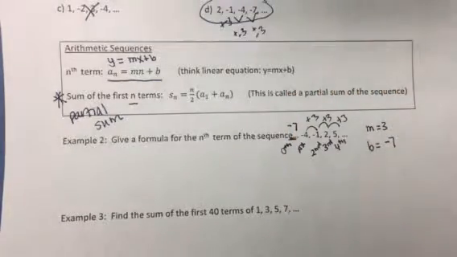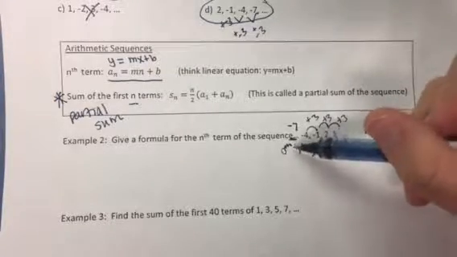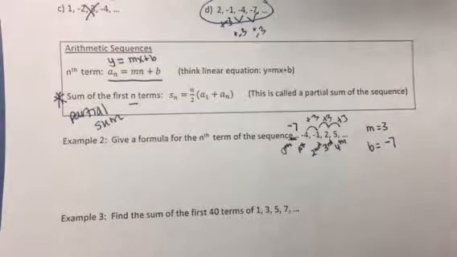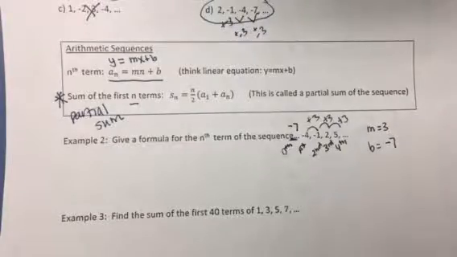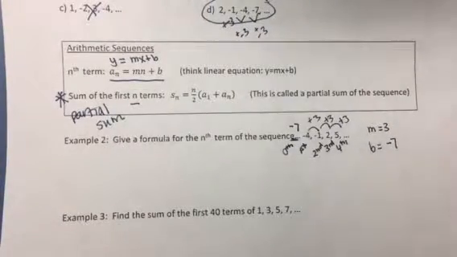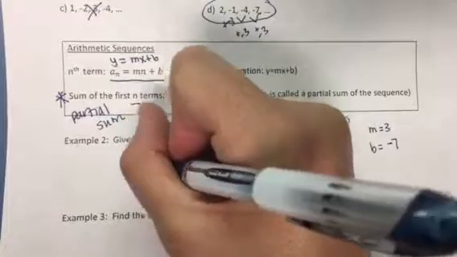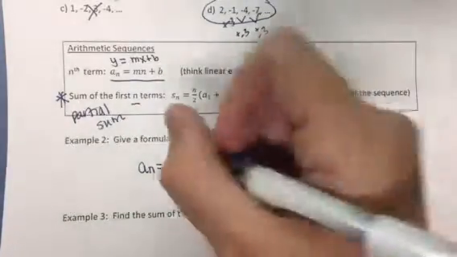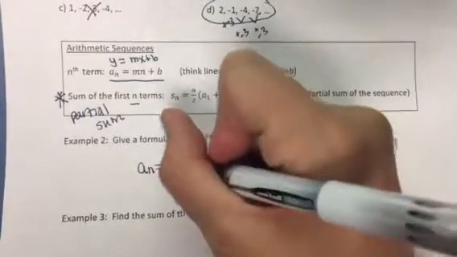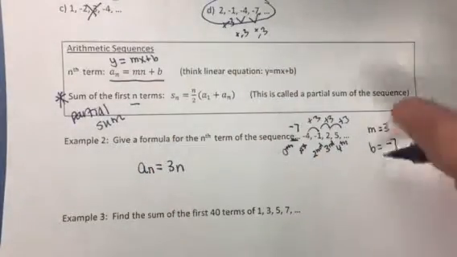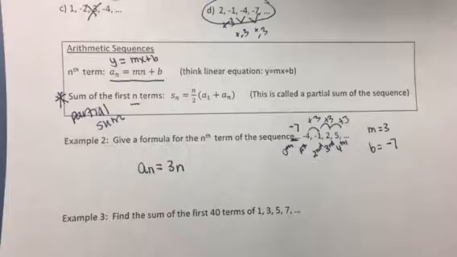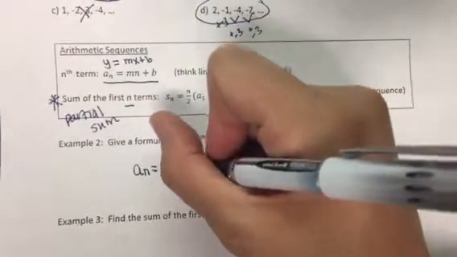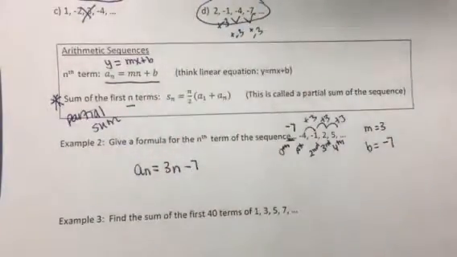The 0th term is not really a word, but it's kind of like our y-intercept. So when n equals 0, that's what our output would be, or what the number in our sequence would be. All right, so now we can put this together. a sub n is equal to our change, so 3 times what term it is, n, plus our b value, which is negative 7. So either plus negative 7 or just minus 7.